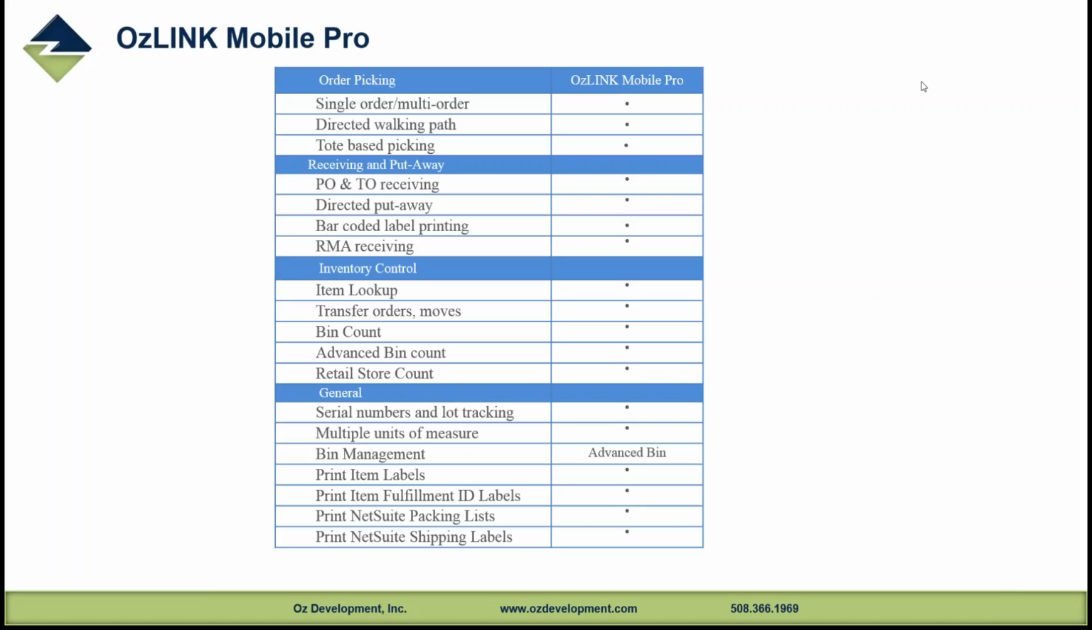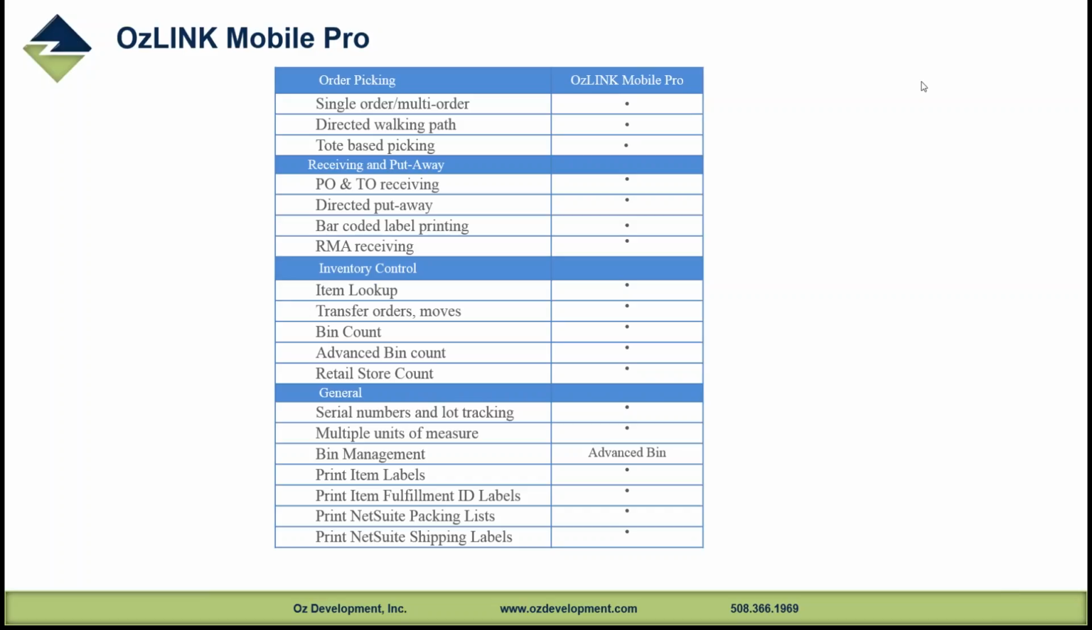Another question came in about carrier support. We did an example where we shipped with UPS. Can I ship with other carriers as part of the fulfillment process? Yeah, absolutely. The OzLINK Mobile Pro shipping label printing automation works in conjunction with the native NetSuite shipping integration. So if you're using native NetSuite shipping to ship with UPS or FedEx or whatever the carrier is, OzLINK can work with that in generating shipping labels during sales order picking.